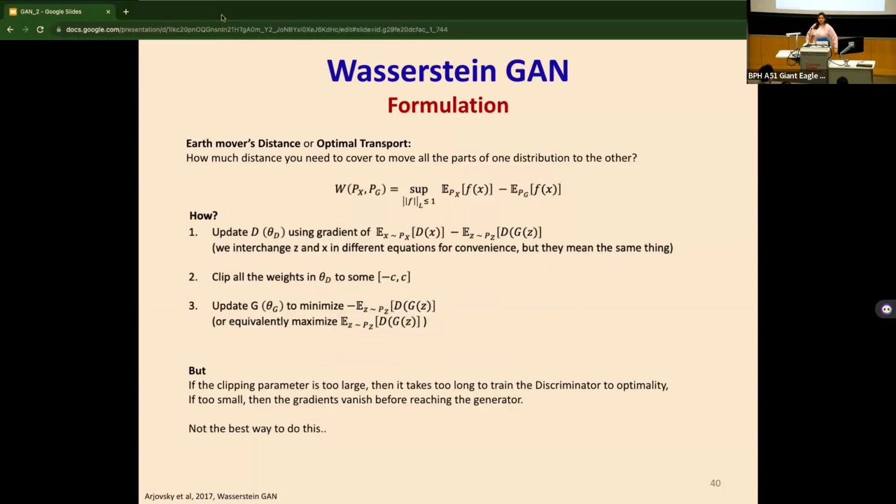But one thing that is tricky over here is choosing the value of c. If the clipping parameter is too large, then it takes too long to train the discriminator to optimality. If too small, then the gradient vanishes before reaching the generator. So this can be a little tricky, and this is probably not the best way to do it.